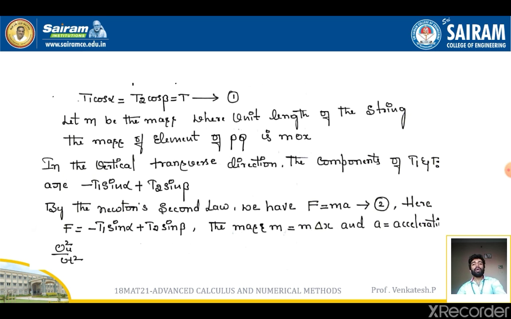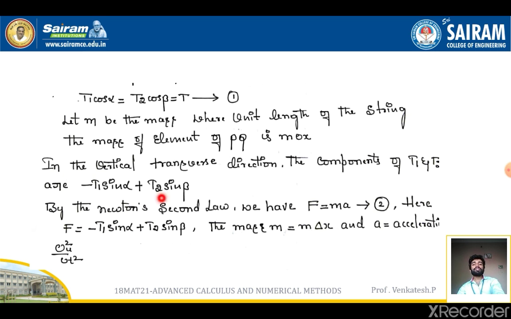In the vertical transverse direction, the components of T1 and T2 are minus T1 sine alpha plus T2 sine beta. I will call this equation number star, because I am going to use this equation to derive the one-dimensional wave equation.